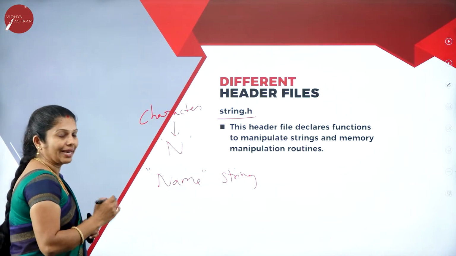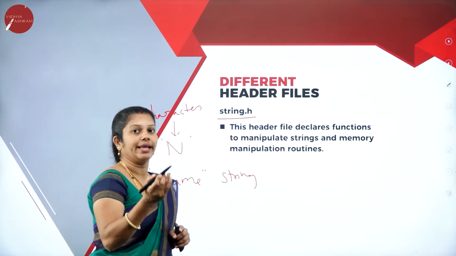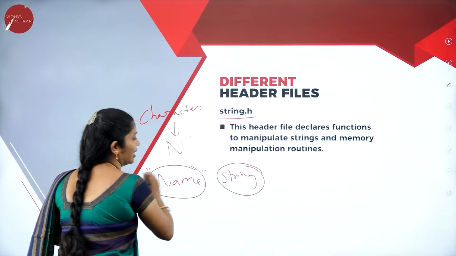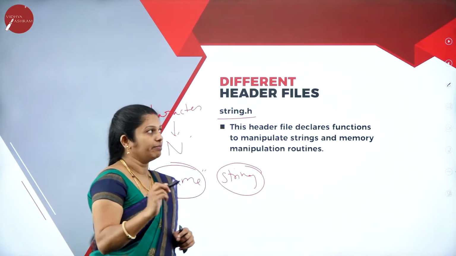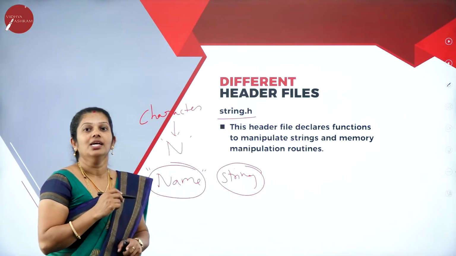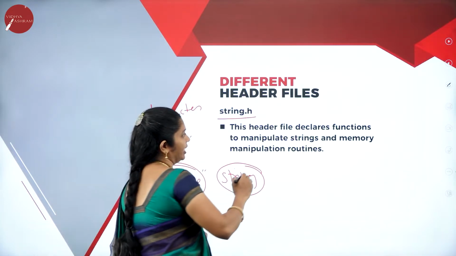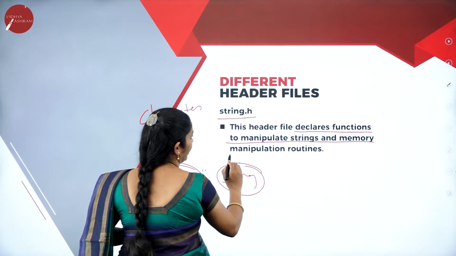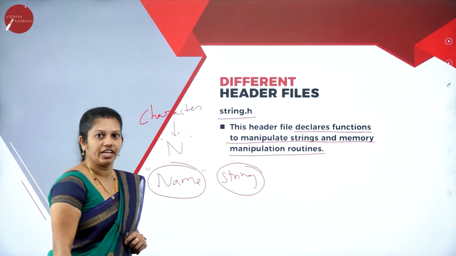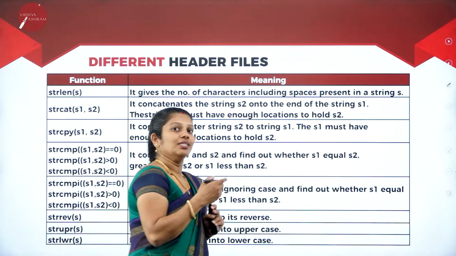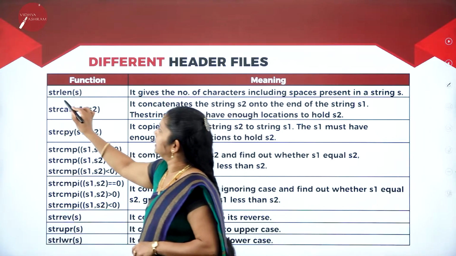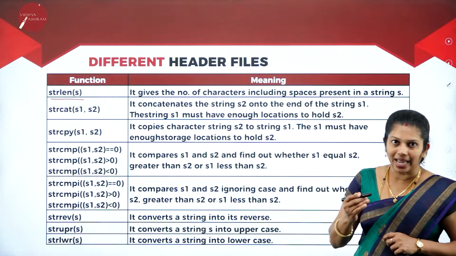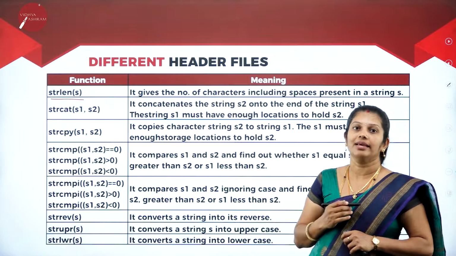Now, what exactly will the character functions perform? Only character manipulation. Whereas string functions help to manipulate the given string. If I am using string functions, then must and should we have to include the string.h header file. This header file declares the functions to manipulate strings, and memory manipulation routines we can perform here. Now I am going to list some of the string functions. The first one is the string length function. What exactly will the string length function perform? It will count how many characters are there in the given string.